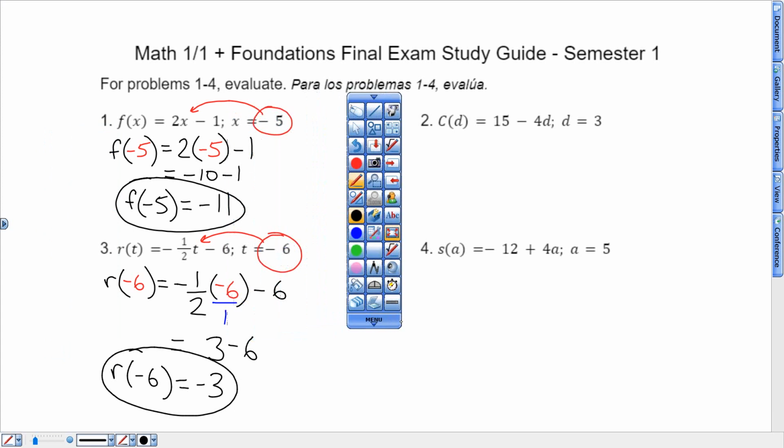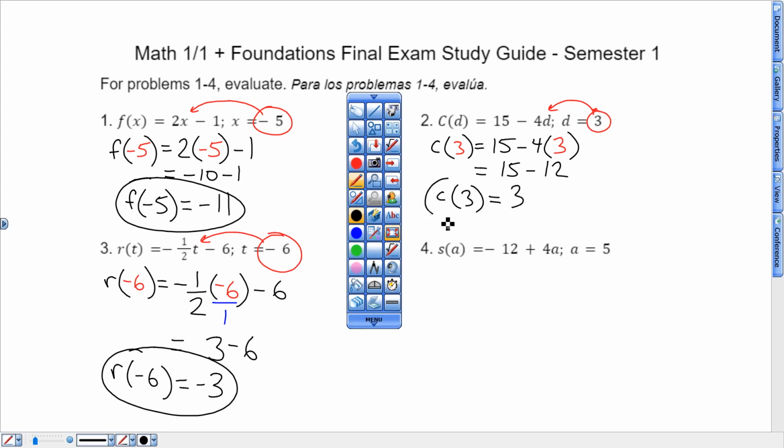All right, this one, plugging in d, following order of operations. Show this as c of that d number 3, excuse me, equals 15 minus 4, and then where that d is, that's where I put another 3, and I multiply this before I do my adding or subtracting. So that gives me 15 minus 12, or c of 3 equals 15 minus 12 equals 3.